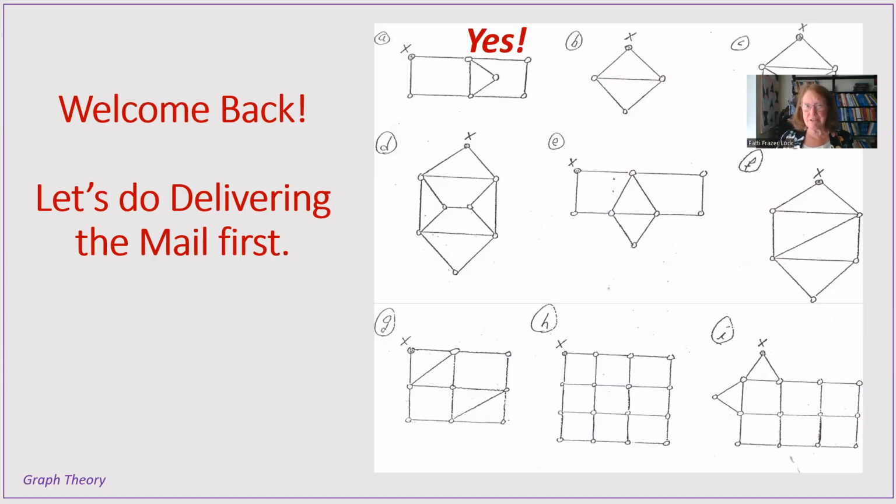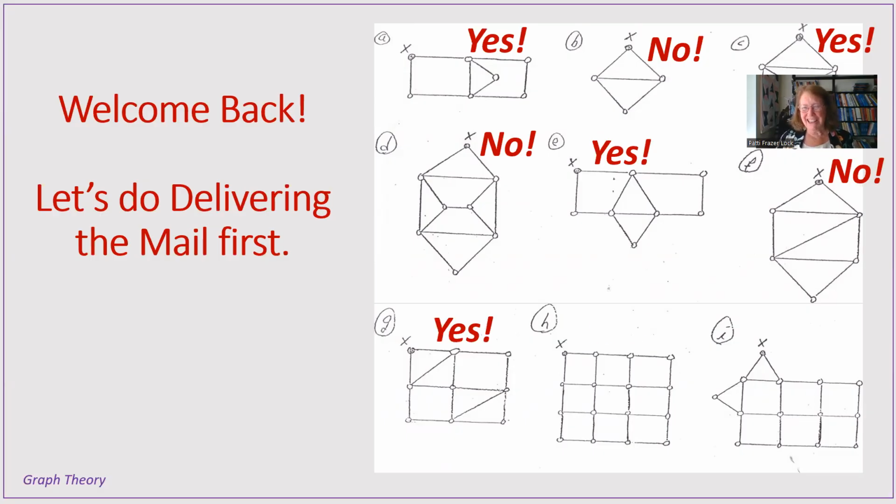For A, the answer is yes, you can do it. For B, it's no. For C, it's yes. For D, it's no. For E, it's yes. For F, it's no. For G, it's yes. For H, it's no. And for I, it's no. So you can raise your hand if you got them all right or something.